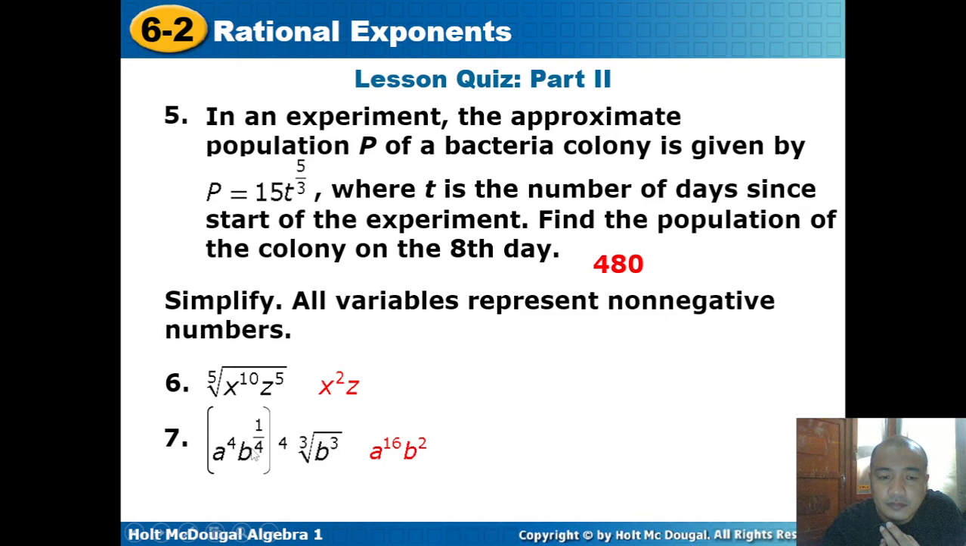Here, a to the fourth b raised to 1/4, raised to another power of 4. So it becomes a to the 16th b. Then times b. B times b is b squared. So a to the 16th b squared.